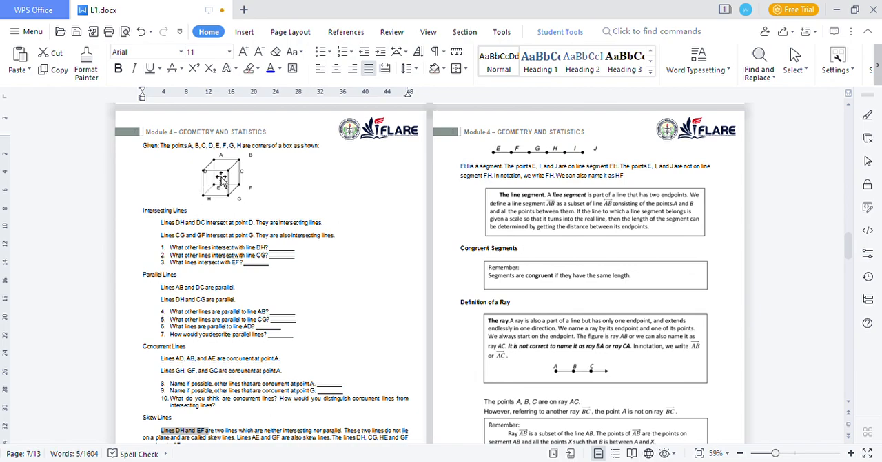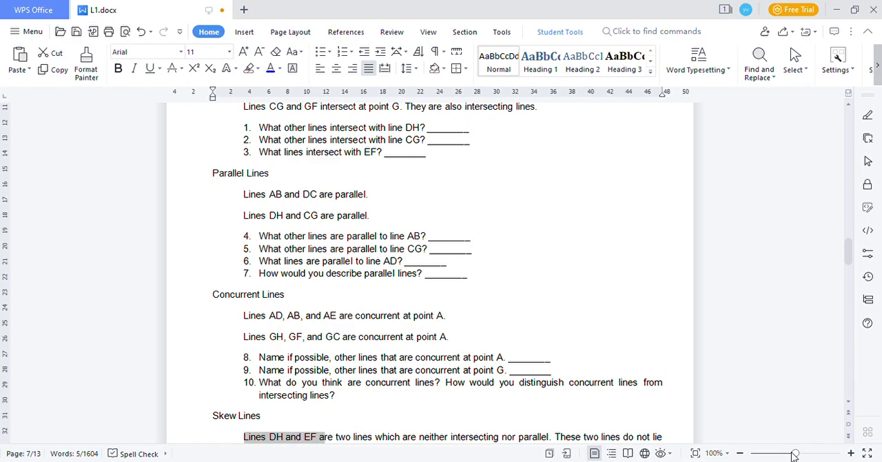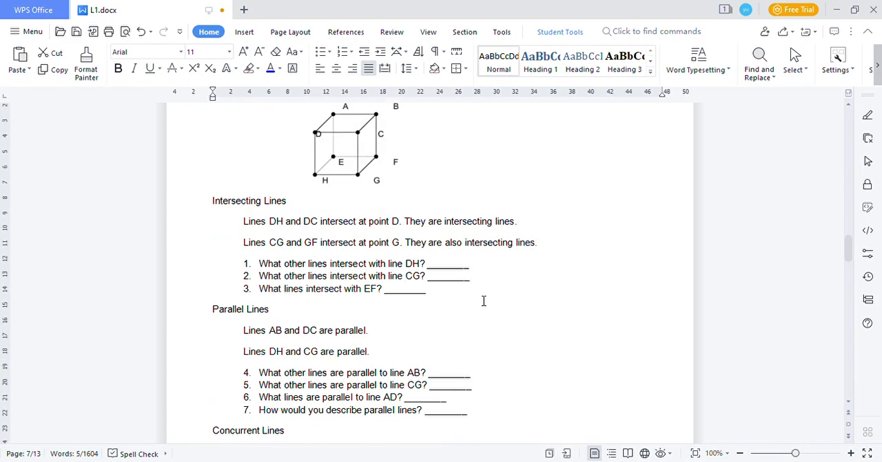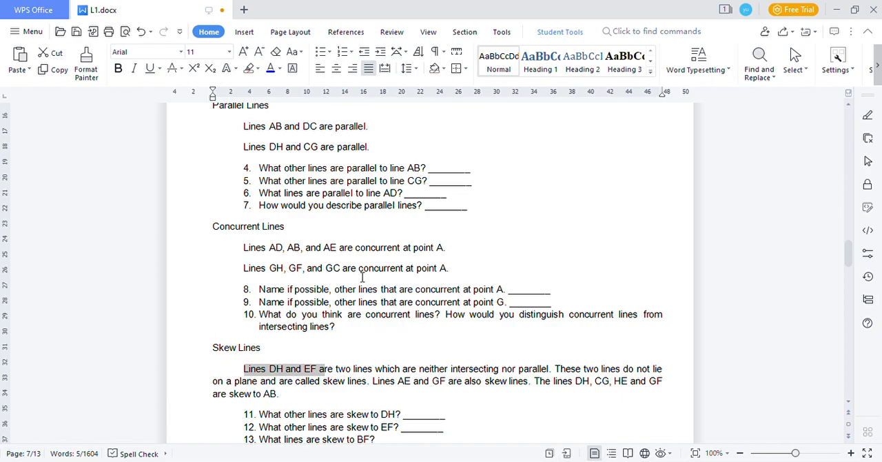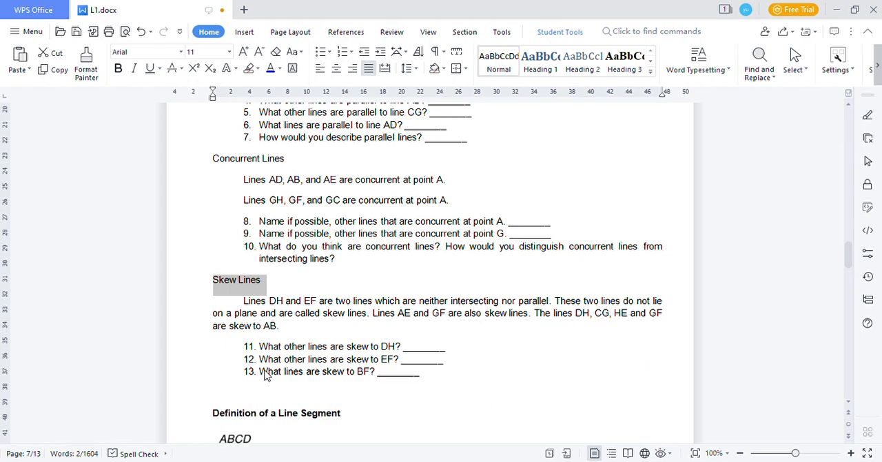So lines AE and GF are also examples of skew lines. There are many more examples of skew lines that we have. Okay, so please do remember and do not forget this topic. We have intersecting lines, parallel lines, concurrent lines, and skew lines. So we have four kinds to recognize. Again, intersecting lines, parallel lines, concurrent lines, and skew lines. Okay.